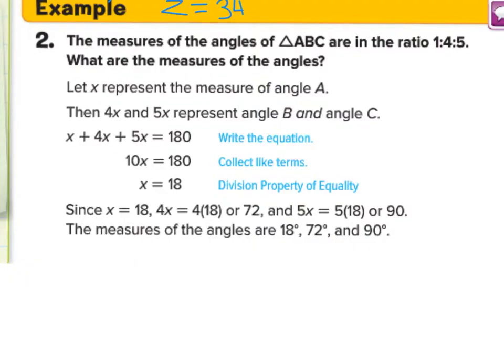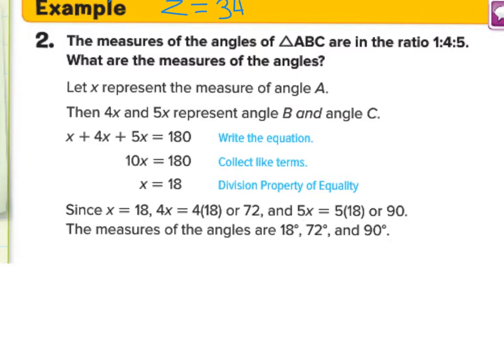Example 2. The measures of the angles of triangle ABC are in the ratio 1 to 4 to 5. What are the measures of the angles of the triangle? So when one angle is 1, the other angle equals 4, and the other angle is 5. This is how they're going to proportionally increase. So this angle will always be 4 times larger than this angle, and this angle will only be, proportionally speaking, a quarter larger than 4, because a quarter of 4 is 1. So this is larger by a quarter, by 25%.